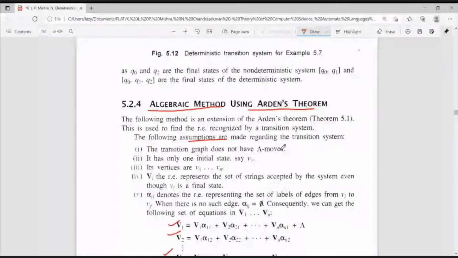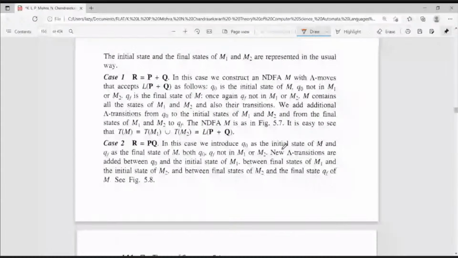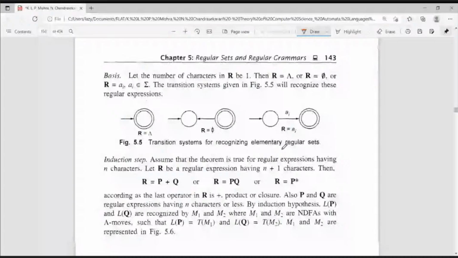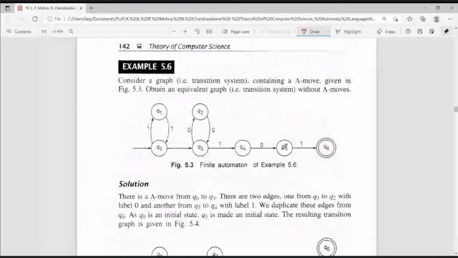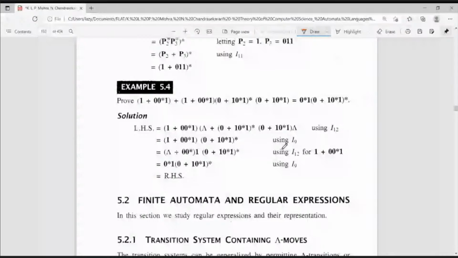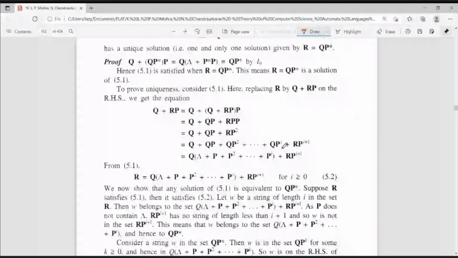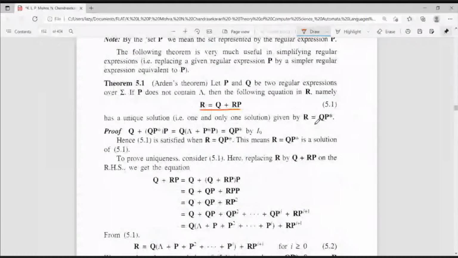Let me point you to that particular part where it is. That is the only theorem which we are going to use. R is equal to Q plus RP can be rewritten as R is equal to QP asterisk. If you have some regular expression in this form, then you can rewrite that expression in this way. The proof is there, but we have not seen the proof, and we will take it that it is true. Here, what are the things you have to consider?